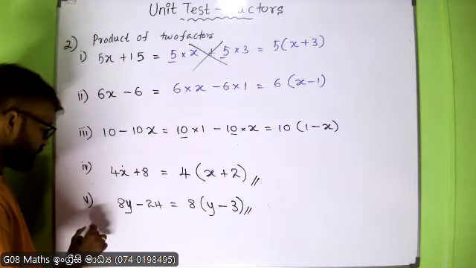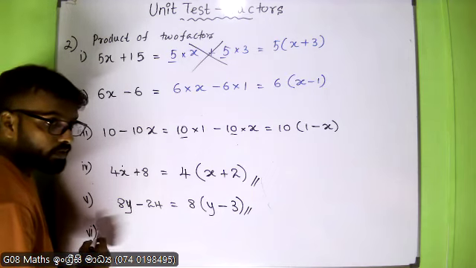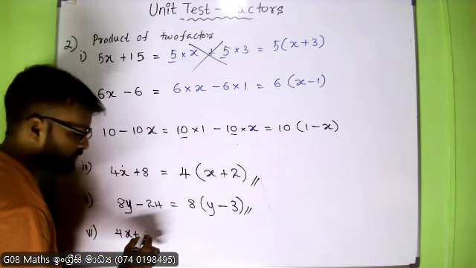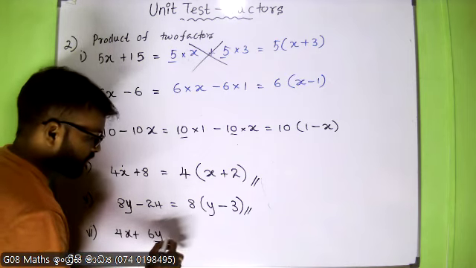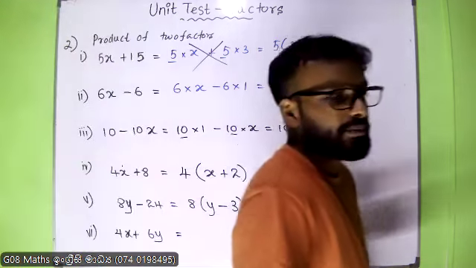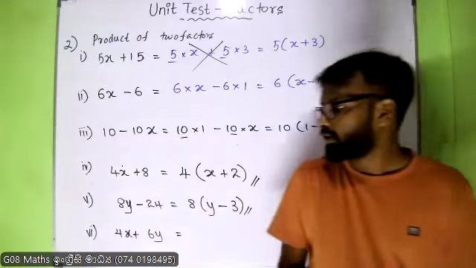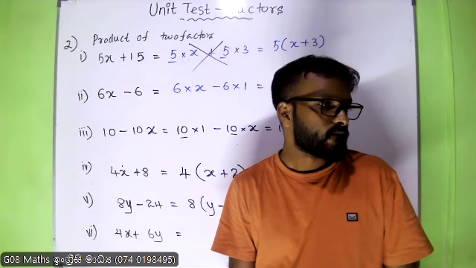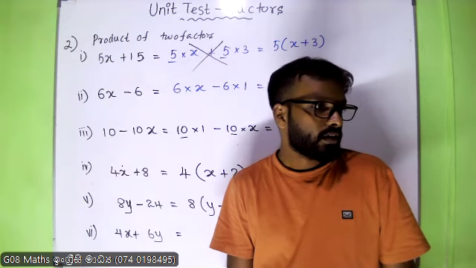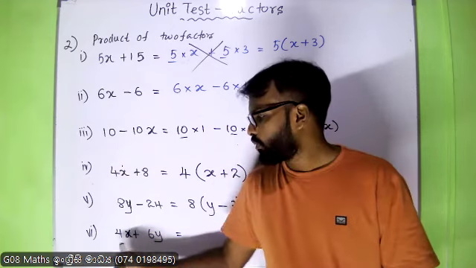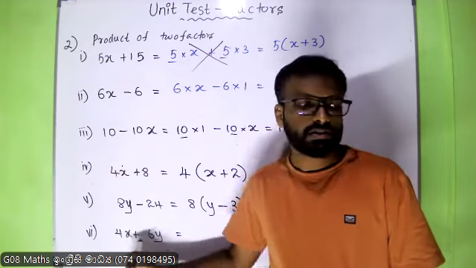Sixth one. 4x plus 6y. 4x plus 6y. How do you find the common factor? Methuli, can you tell me the common factor of both of these terms?